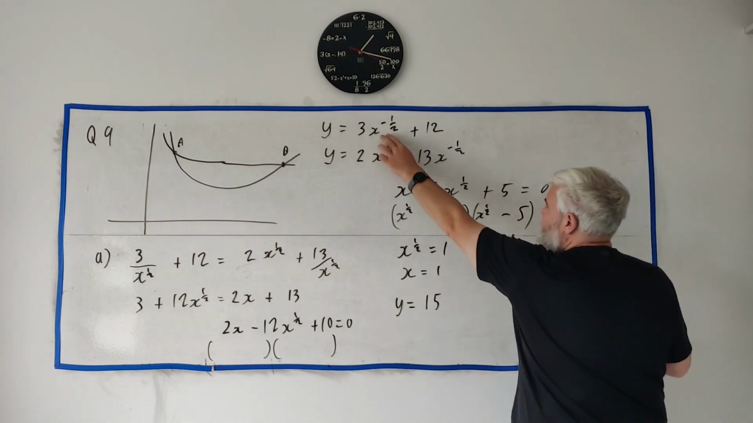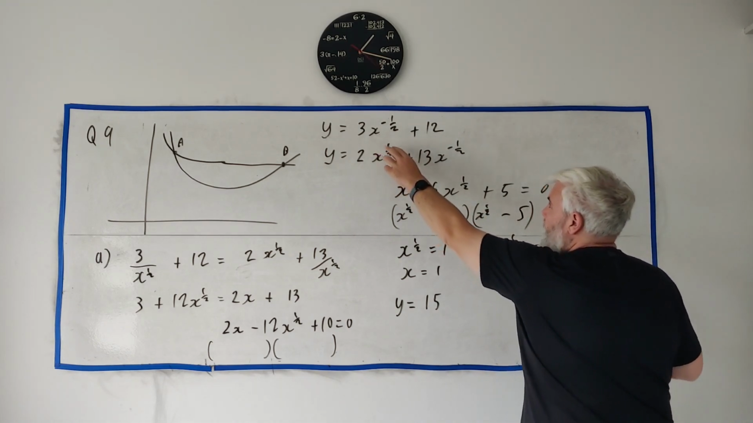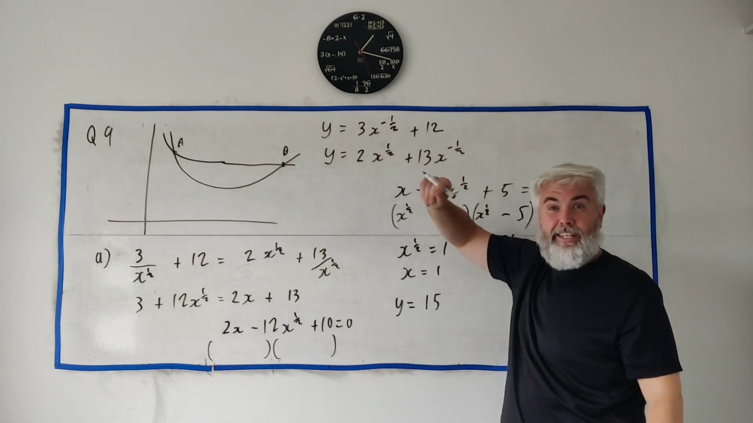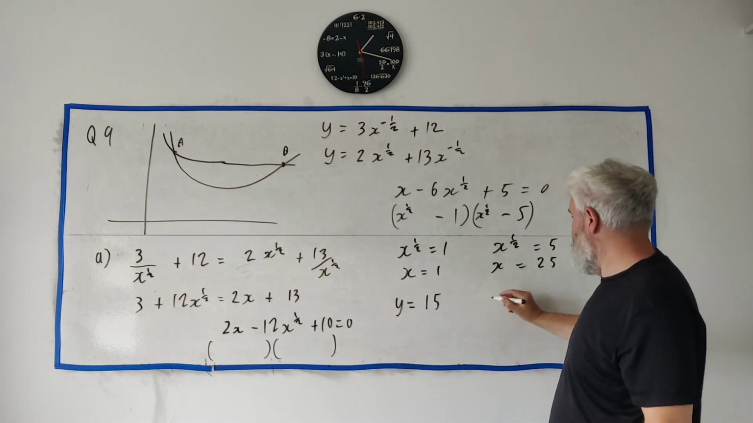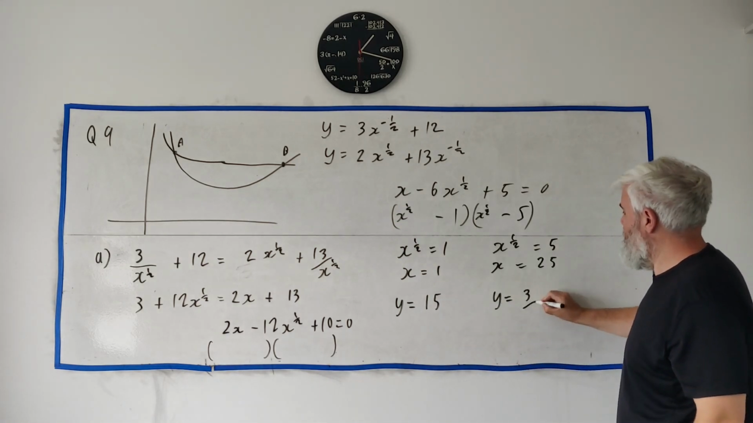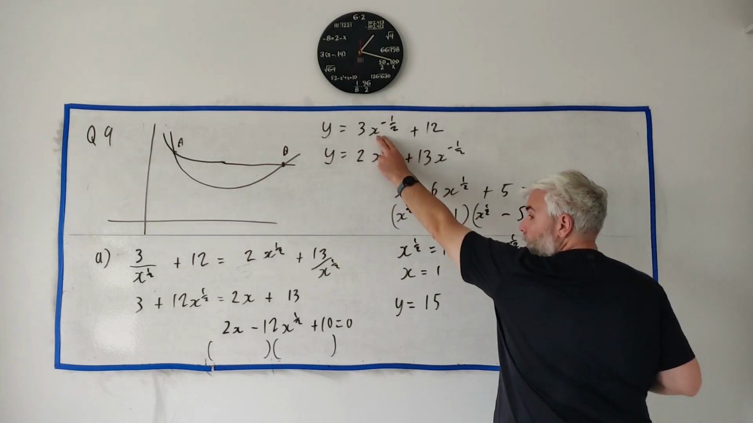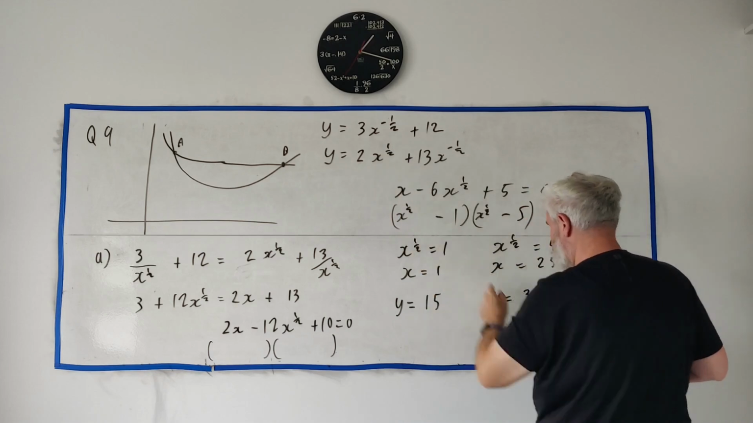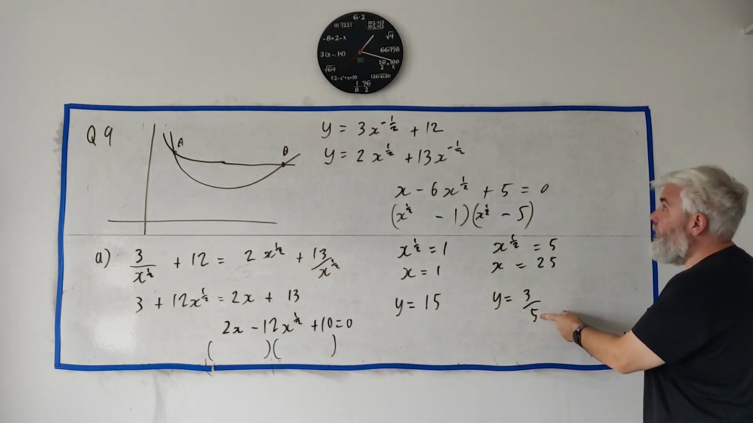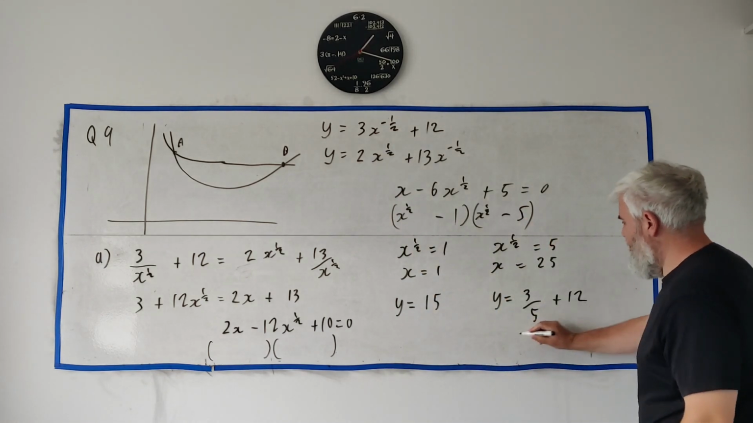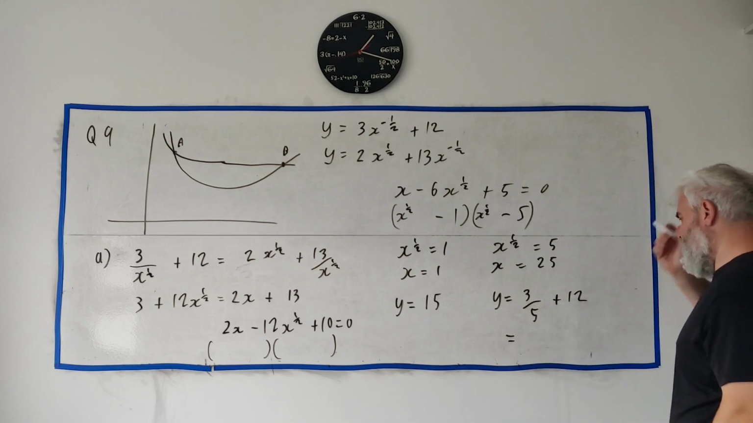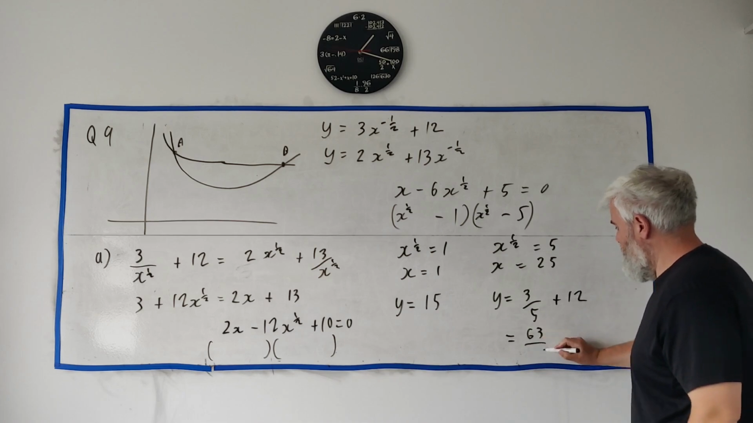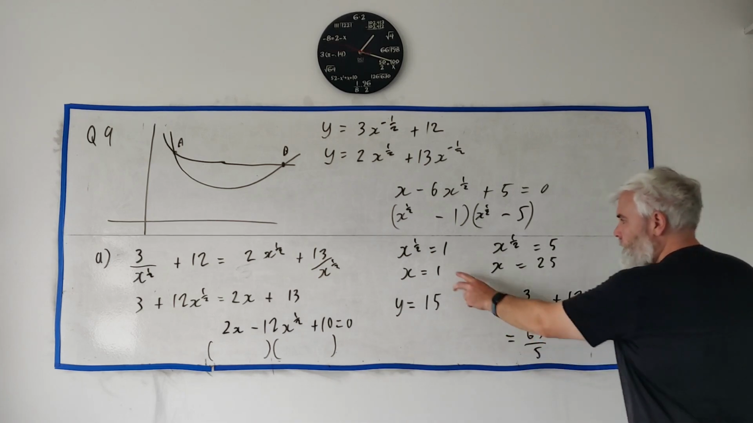Put 25 in here. 25 to the power of a half is 5, and then the minus will be over 5. So this becomes 3 over 5. That's what putting 25 in here does: square root of 25 and divide it, plus 12. Let's clean that up. 5 times 12 is 60, so that'd be 63 over 5. And that'd be our answer.